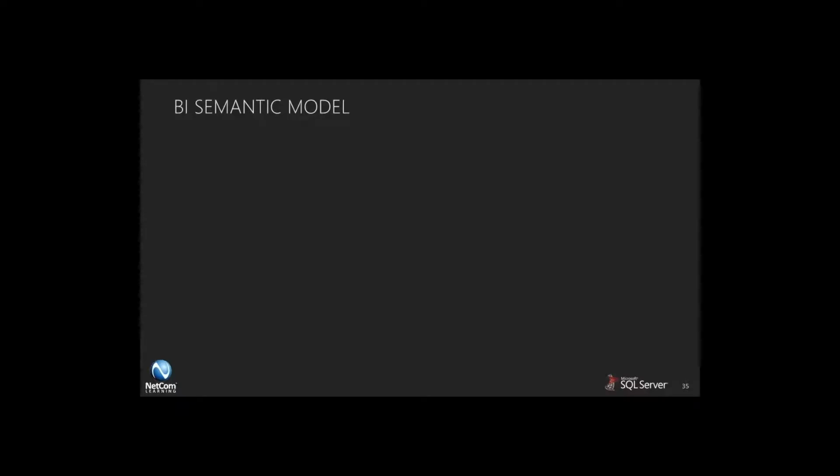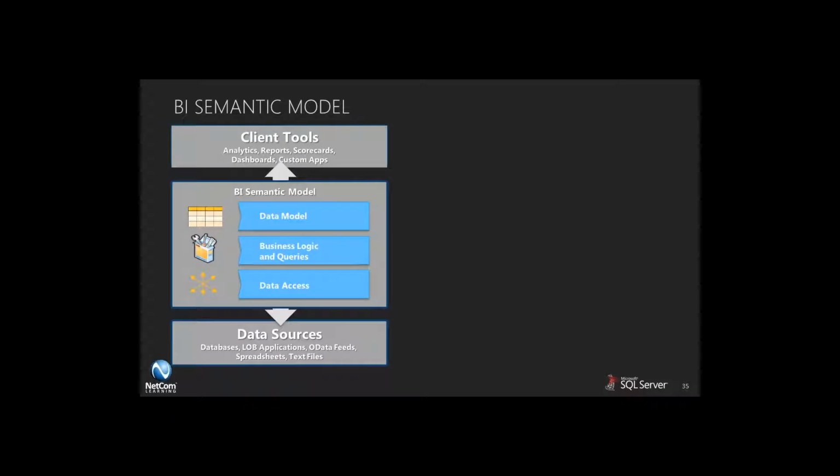So when we talk about our BI semantic model and how these pieces fit together, again, the BI semantic model isolates logic and modeling from sources and client access. So we have our tabular data modeling, we have our multi-dimensional cube design, we have the logic and the access that we provide as a part of those tools in one layer.